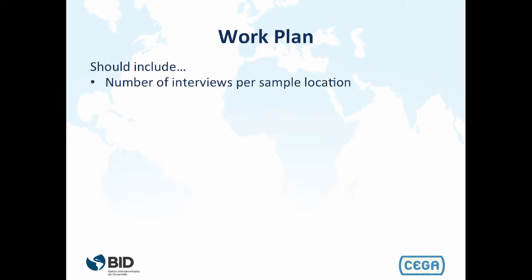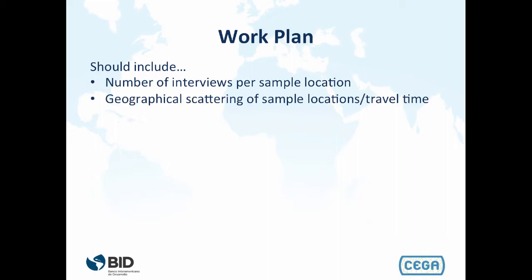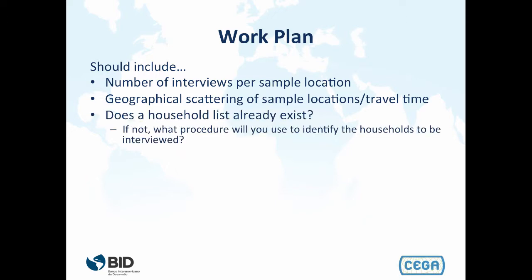The work plan should include the number of interviews per sample location. It should include the geographical scattering of sample locations and the travel time it requires to arrive at each. Next, the work plan needs to consider whether or not a list or a full census exists of our sampling unit. So if we're conducting a household survey, does a full household list of all households in the area that we are sampling exist? If not, what is required?